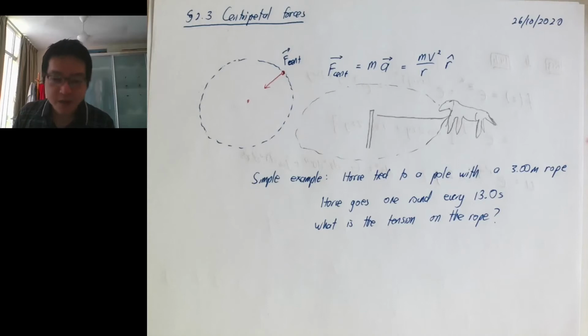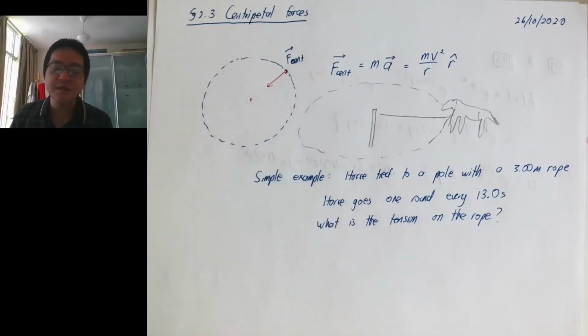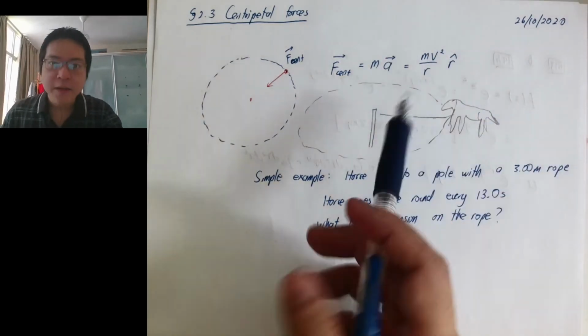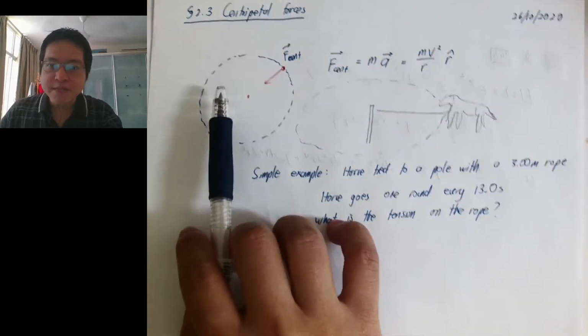Well, we have also learned about drag force and resistive force, but usually this seldom happens in the context of centripetal forces. But in any case, it's not a new type of force. It is some force that we have learned before, right? So the simple example I want to show you is this.